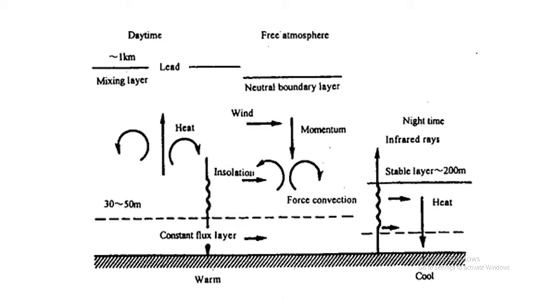Next one, mixing layer. What is mixing layer? The atmospheric boundary layer where the convection is active in the daytime. This is called mixing layer. Another one is the neutral boundary layer. What is neutral boundary layer? Convection is weak when it is cloudy, but the atmospheric boundary layer where the effect on wind velocity is dominant is called neutral boundary layer.